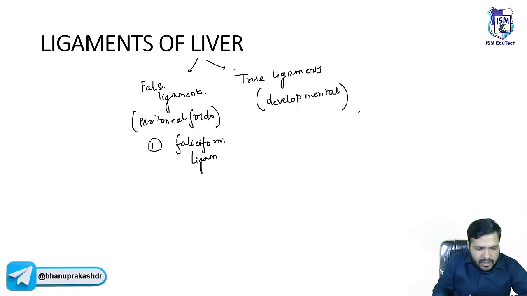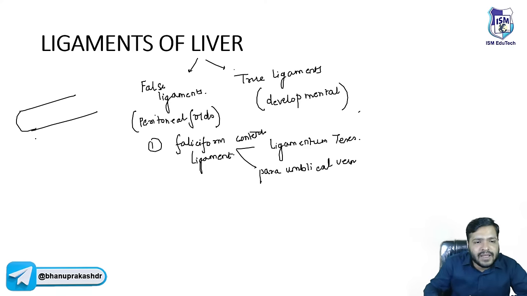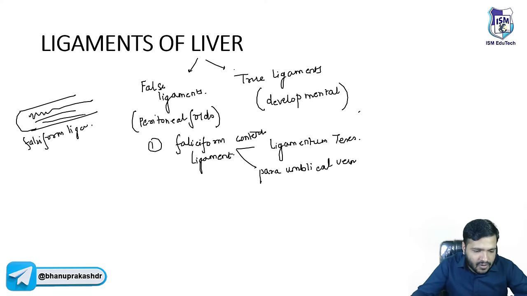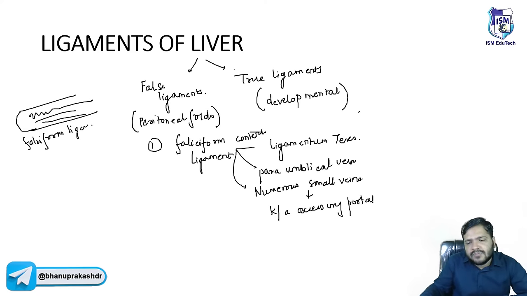Falciform ligament. Okay. Now this falciform ligament, what does it contain? Ligamentum teres. What are the contents of falciform ligament? Ligamentum teres. Para-umbilical veins. जब बेटा मैं contents बोलता हूँ ना, contents का मतलब होता है what is enclosed inside this ligament. अगर ये falciform ligament है, so what is inside the falciform ligament? We have ligamentum teres, we have para-umbilical veins, okay? And we also have numerous small veins, and these small veins, beta, are known as accessory portal system of Sappey.